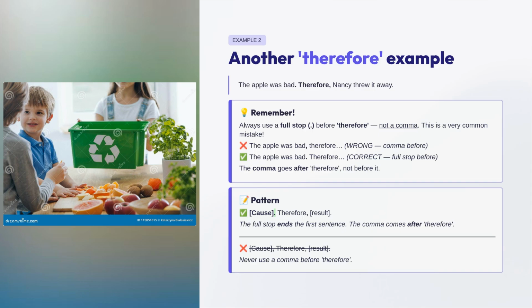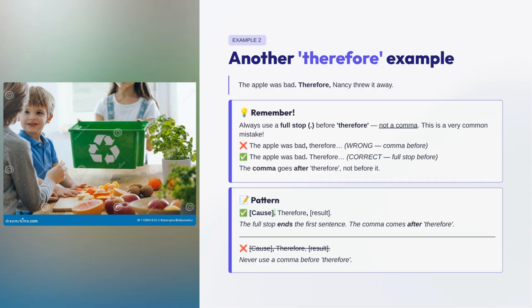Let's look at another example of using therefore to connect cause and result. Look at the sentence. The apple was bad. Therefore, Nancy threw it away. Let's remember a very important punctuation rule. Always use a full stop before therefore, not a comma. This is a very common mistake.